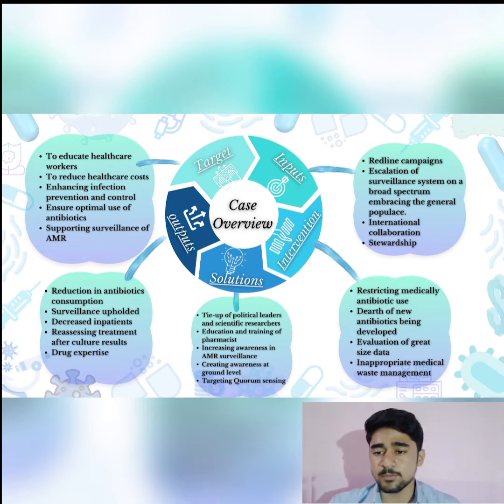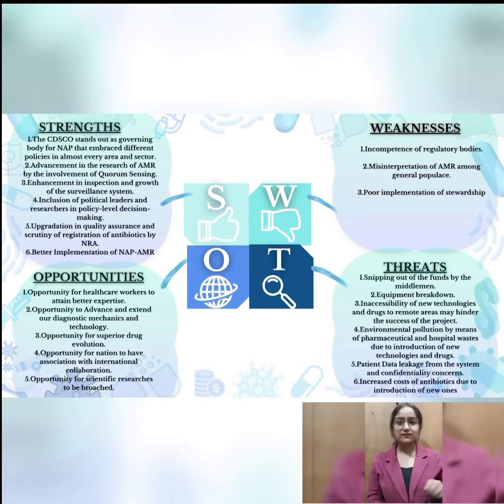The solutions that we proposed are tie-up of political leaders and scientific researchers, education and training of pharmacists, increasing awareness in AMR surveillance, creating awareness at ground level, and targeting quorum testing. The expected outcomes of the proposal are reduction in antibiotic consumption, surveillance upheld, decrease in inpatients, reassessing treatment after culture results, and drug expertise as well.